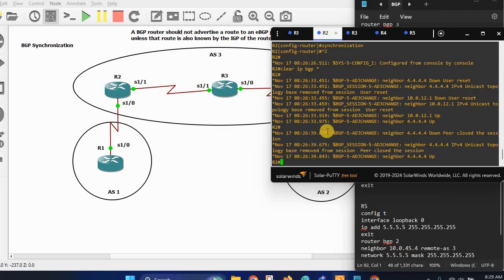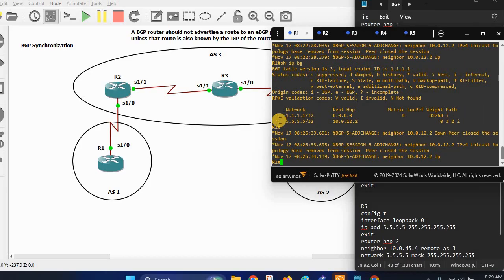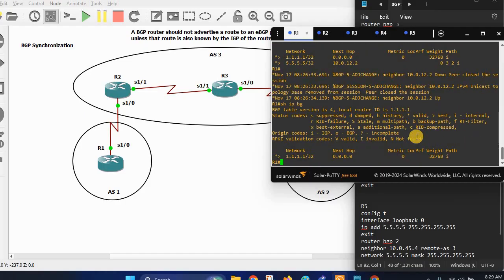Now we will see the same thing in R2 and R5. Will we get the update or not? So show ip bgp. See, in R2 we see the 5 update, but it is not a best path. If you go to R1, previously it was getting the 5 update. Now R1 will not receive the R5 update, because R2 does not have that best path now. So how will it be advertised to R1?